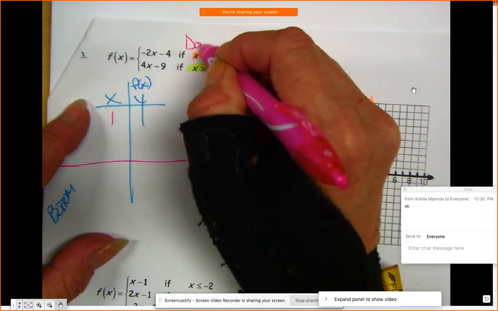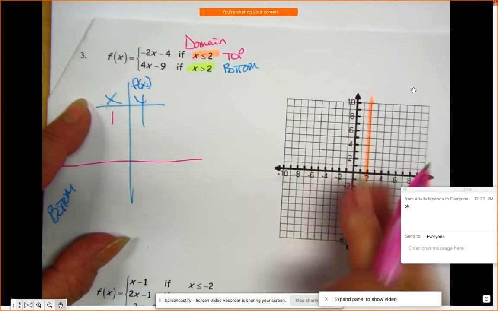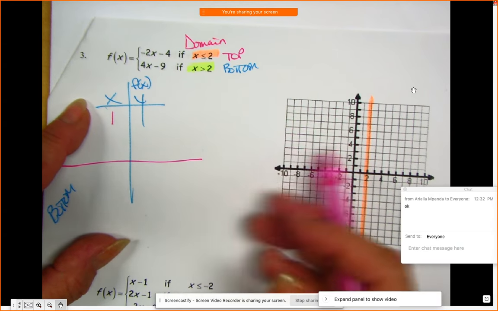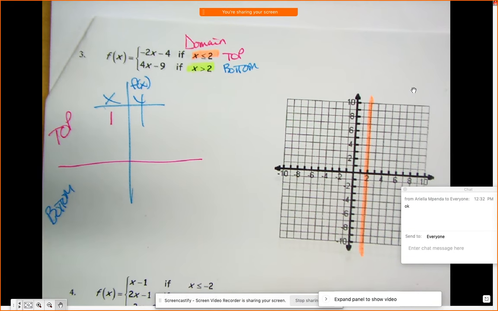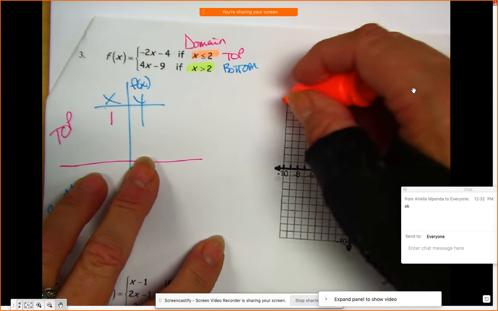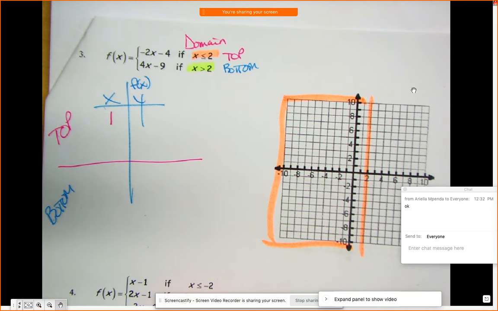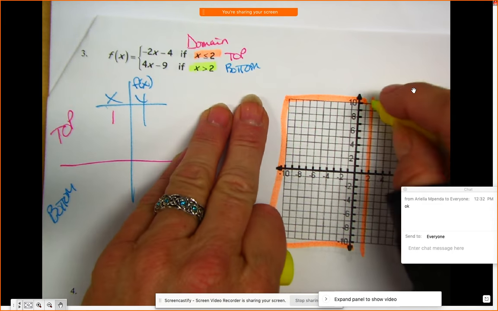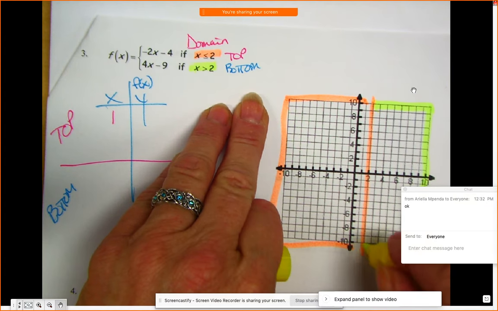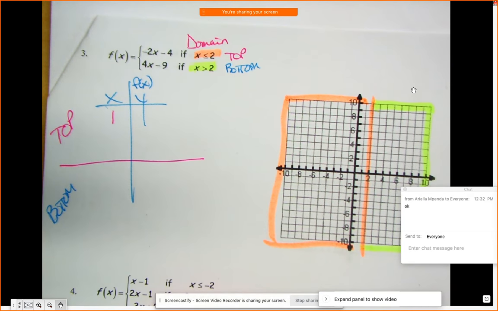Technically, this is the domain, and it's referring to this side over here. In fact, I'll highlight this side. The orange part is referring to this side of the graph. The yellow, the bottom equation, is referring to the top side, or the right side, of the graph. Okay? All righty. I stick a 1 in.